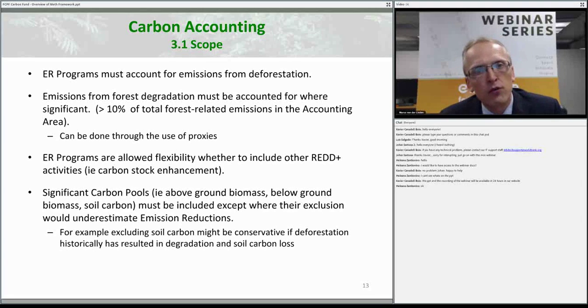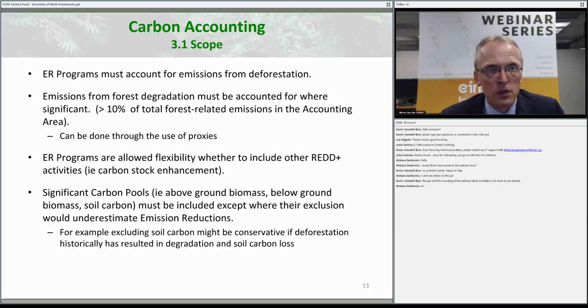So you can imagine a situation that if in the baseline scenario, in your reference level, there will be deforestation, and that deforestation would lead to soil degradation, therefore soil carbon loss. If you exclude that soil carbon pool from your accounting, you're basically underestimating the emissions that you reduce by saving the forest. So that would be conservative. You would underestimate your emission reductions.